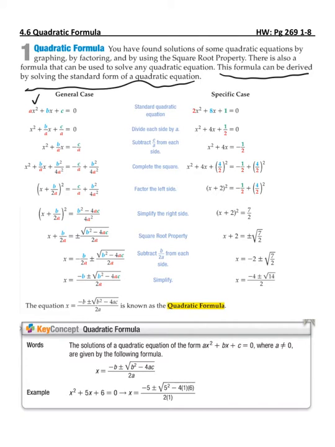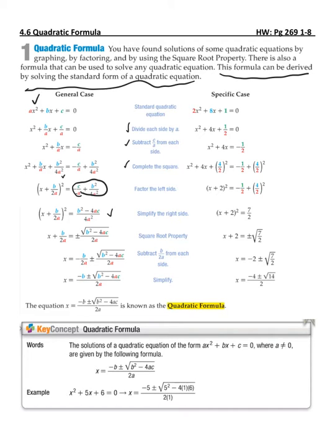You can just read through the steps here. They divide each side by a, okay? Subtract c over a from both sides. Complete the square step. Factoring the left side, a perfect trinomial. Simplify the right side. They took this and simplified it, making a common denominator, okay? And that results in b squared minus 4ac.